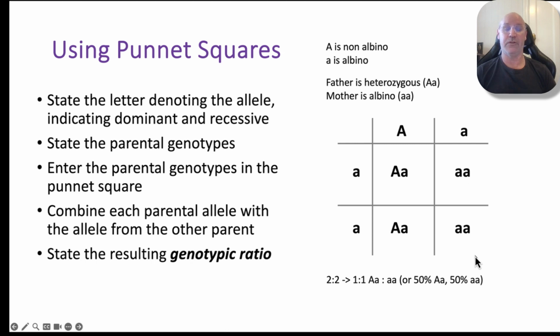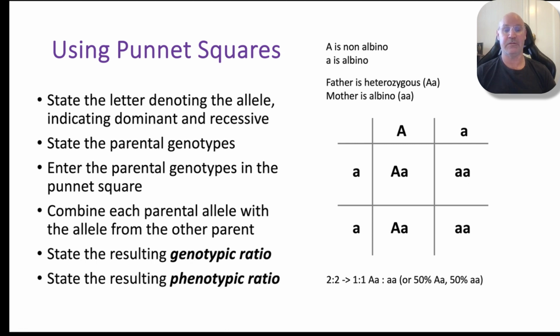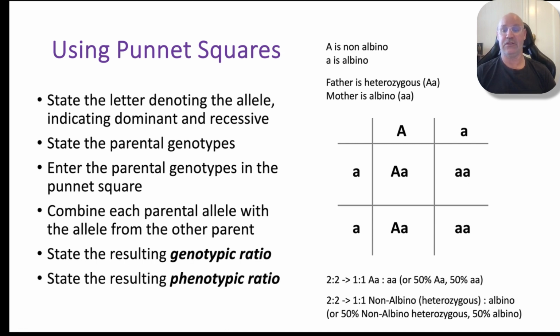Then we can work out what the phenotype ratio is going to be, and that is going to be, again, the same ratio. So we can say it is 1:1, non-albino heterozygous to albino, or 50-50. And that's how we do it.